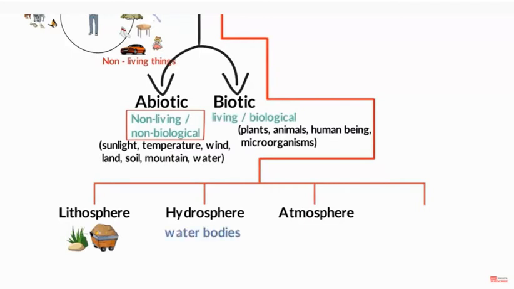Then hydrosphere is referred to the liquid water component of the earth. It includes the oceans, seas, lakes, ponds, rivers, and streams. The hydrosphere covers about 70% of the surface of the earth, and it is the home for many plants and animals. The third one is the atmosphere.